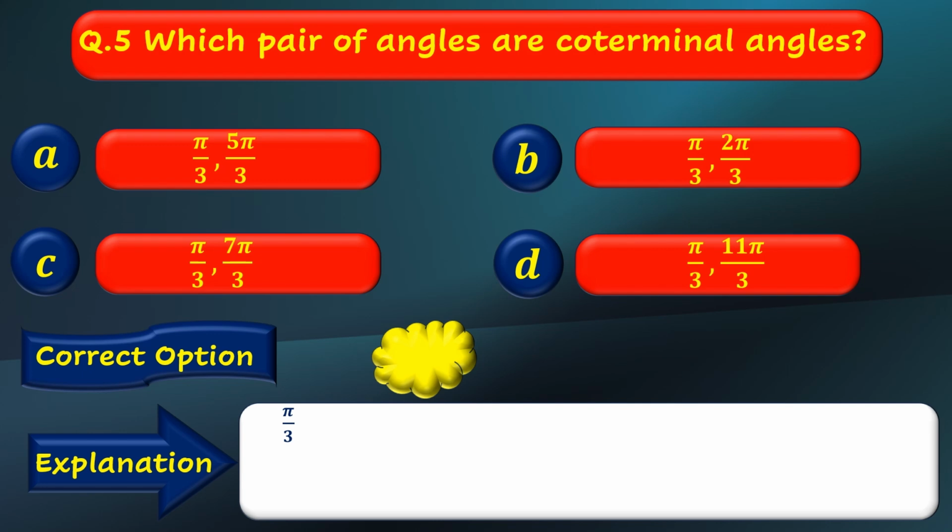And we know that if we want to find the coterminal angle of an angle, we just need to add 2 pi or multiples of 2 pi to it. We add 2 pi in pi by 3, and upon simplifying we get the angle of 7 pi by 3. Therefore, the pair of coterminal angles is pi by 3 and 7 pi by 3. Therefore, correct option is option C.